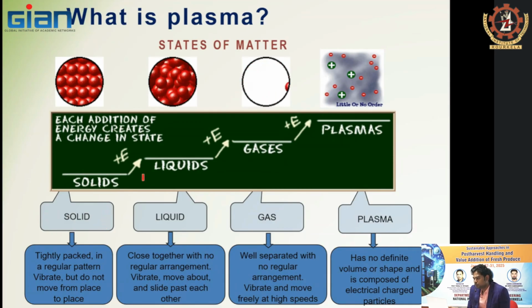Right. Now if you excite the electrons from the gaseous phase, it becomes a fourth state of matter, that is plasma. Beyond the gaseous phase, when you are increasing the energy level of gaseous molecules, it becomes another excited phase, that is plasma. So we can call plasma the fourth state of matter. It has no defined volume or shape, and it is composed of electrically charged particles.